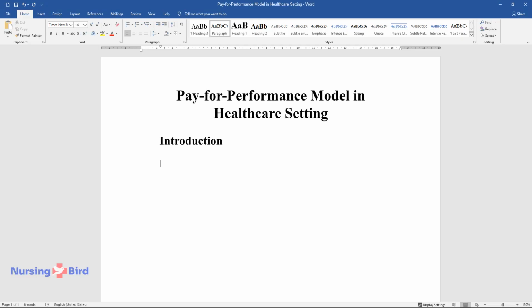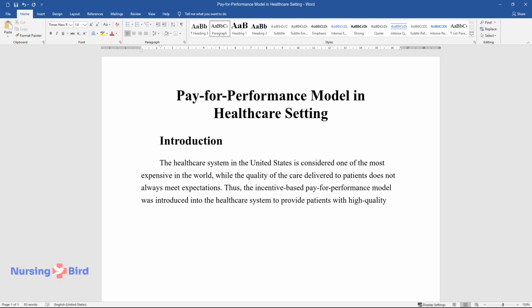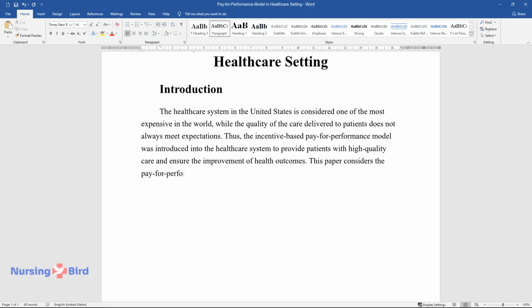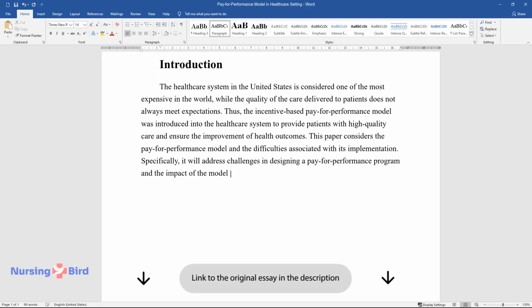Introduction. The healthcare system in the United States is considered one of the most expensive in the world, while the quality of the care delivered to patients does not always meet expectations. Thus, the incentive-based pay-for-performance model was introduced into the healthcare system to provide patients with high-quality care and ensure the improvement of health outcomes. This paper considers the pay-for-performance model and the difficulties associated with its implementation. Specifically, it will address challenges in designing a pay-for-performance program and the impact of the model on provider payment reform, healthcare providers, and patients.